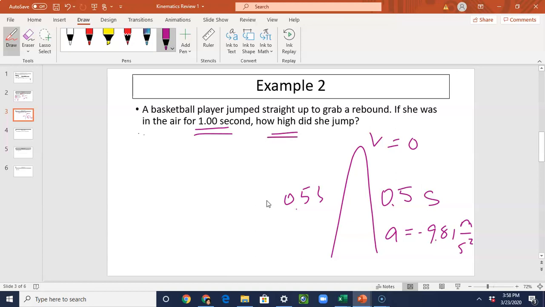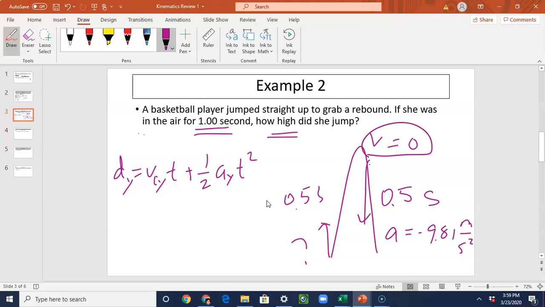This one is asking how high she jumped. Height is a displacement, so dy equals ViyT plus 1/2 AyT squared. For going up, we really don't know Viy, but we know coming down, Viy equals 0. We also know Ay and we also know T. So we use the coming down direction to figure out how high she jumped.